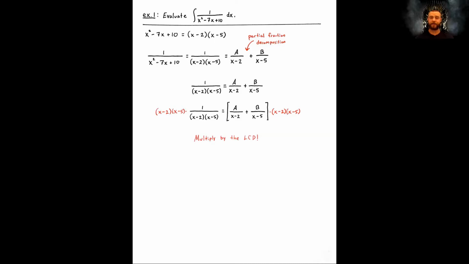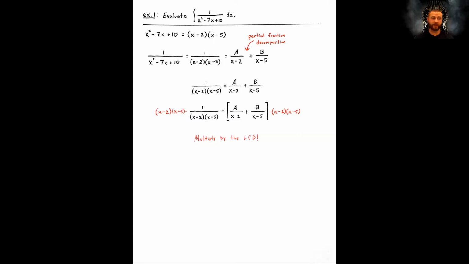On the right side, in red, the LCD, x minus 2 times x minus 5, we distribute that in through the brackets. And when you distribute that in, one factor at a time cancels out. Either individually, x minus 2 cancels on the term involving A, or when you distribute it to the term involving B, it's the x minus 5 that cancels.